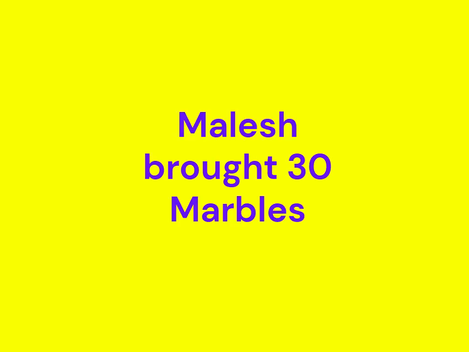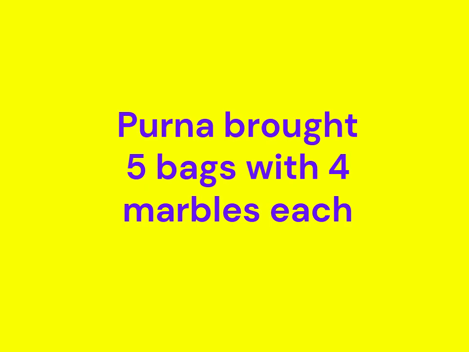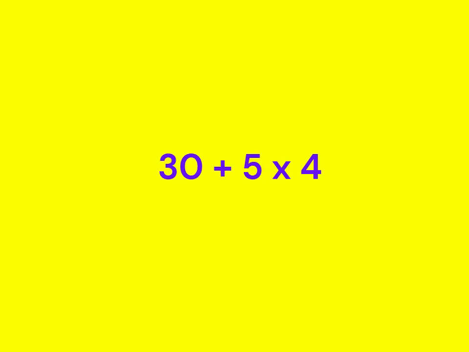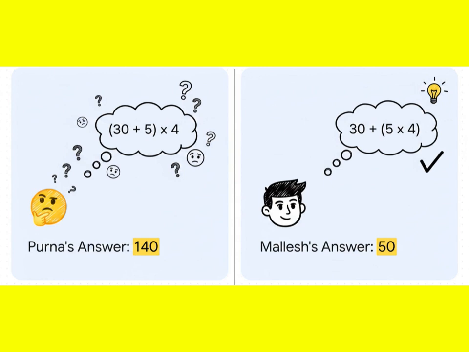Now, why are brackets so important? Let's say Mallesh brought 30 marbles and Arun brought 5 bags with 4 marbles each. The expression is 30 plus 5 times 4. Purna added 30 and 5 first, then multiplied by 4, getting 140. Mallesh multiplied 5 and 4 first, then added 30, getting 50. Who is right?